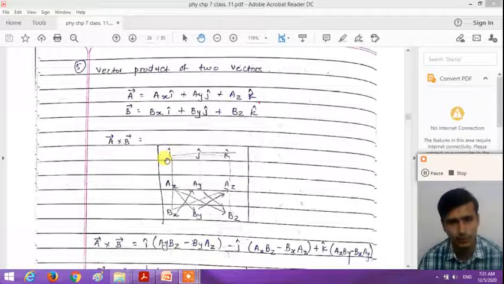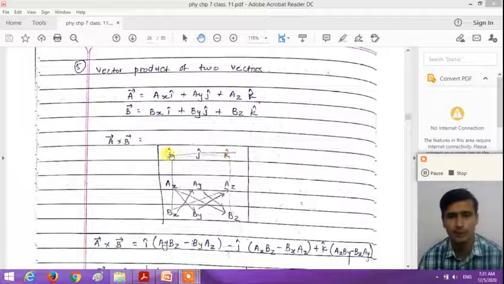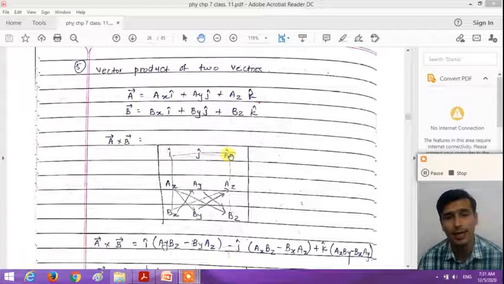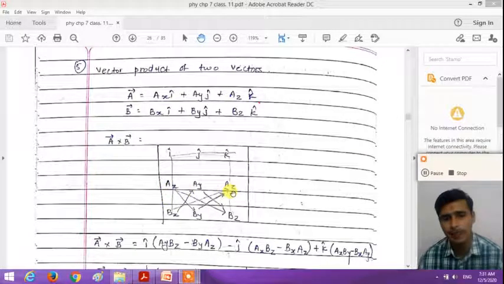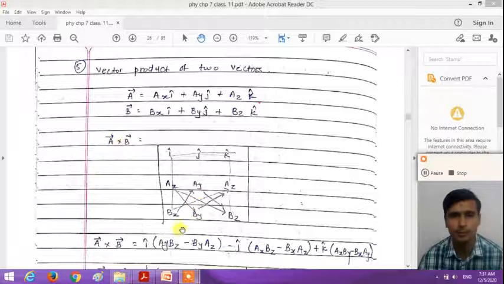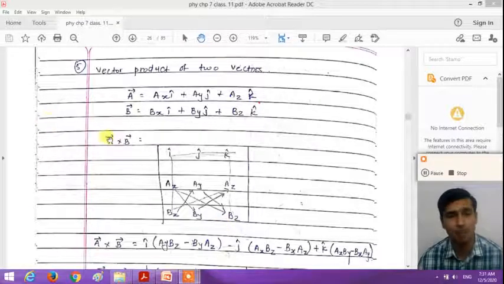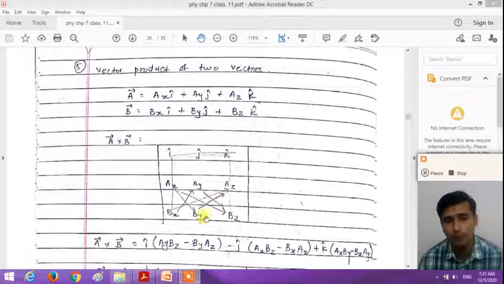In the first row, write i, j, k compulsory. To find A cross B, first write the components of vector A: AX, AY and AZ, and then write the components of B: BX, BY and BZ. If we want to find B cross A, write the components of B first and then the components of A. Only this is the difference.